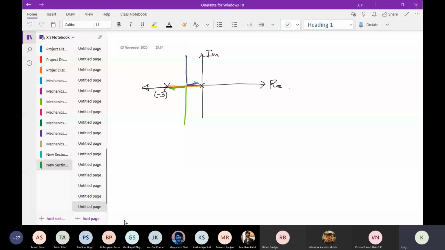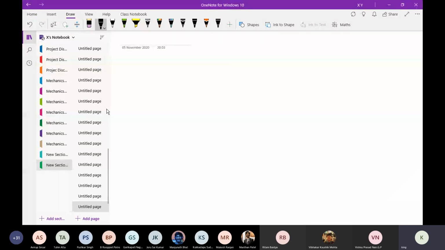Okay, so this is where we paused last time: how to figure out whether a point on the real axis lies on the root locus or not, which is another way of finding at least a part of the root locus. So what we will focus on today is the other aspects.